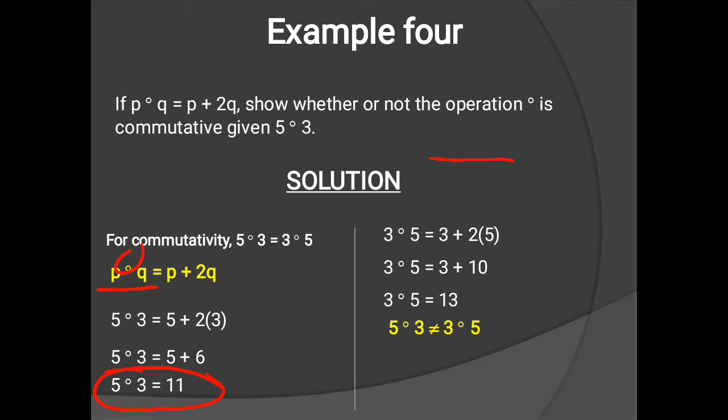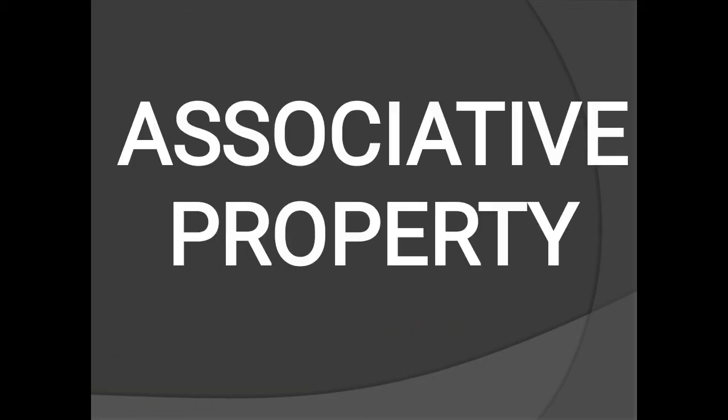Okay, but with associative property, we are dealing with three variables. So A, B, and C, or L, M, N, or D, E, F. Three variables, and then one operator, but that operator appears two times.